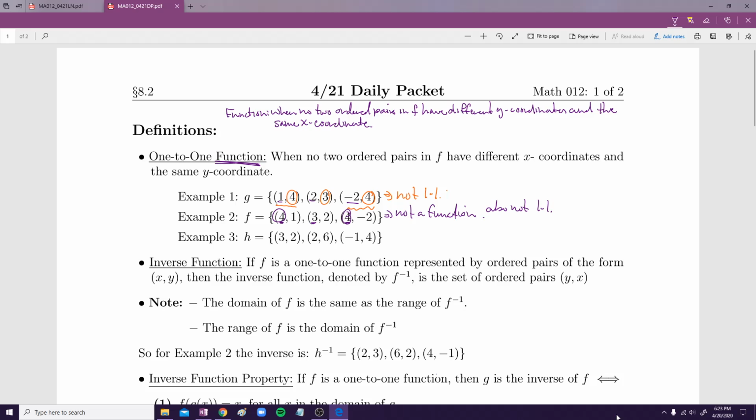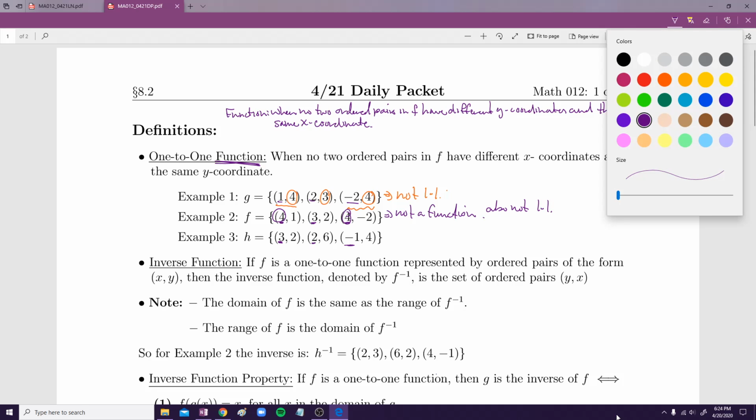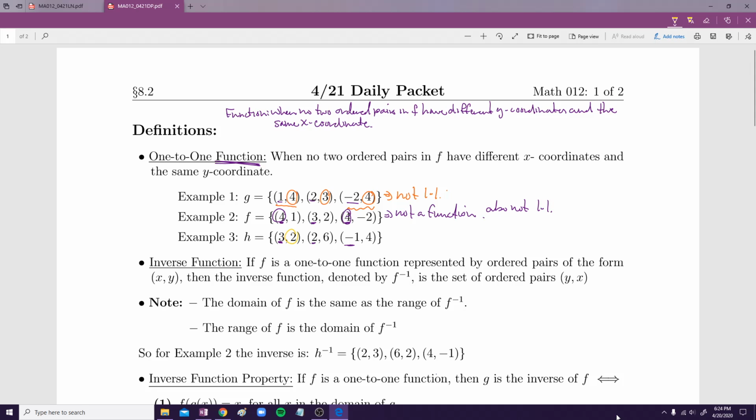Right. Now our last example is h is equal to 3, 2, 2, 6, -1, 4. So again, we're going to check, is this a function? I'm looking at 3, 2, and -1. In this case, all the x's are different, so we know that this is a function. Now, let's check our y's. I have 2, 6, and 4. They're all different. So what does this tell us? This tells us that example 3 is a one-to-one function.